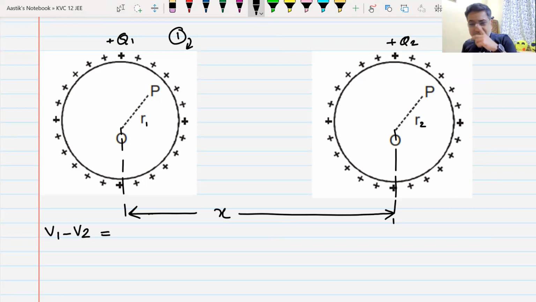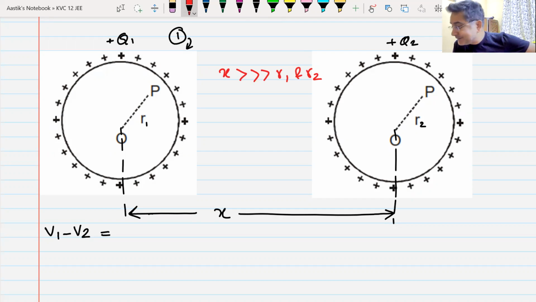Remember, where such a question comes, there must be a condition that must be understood and kept in mind, though they might not give you that condition. What is the condition that may not be given? That x is very, very large compared to r1 and r2. Anyway, that does not change the potential difference, though. That changes the electric field. I wait for your answers.